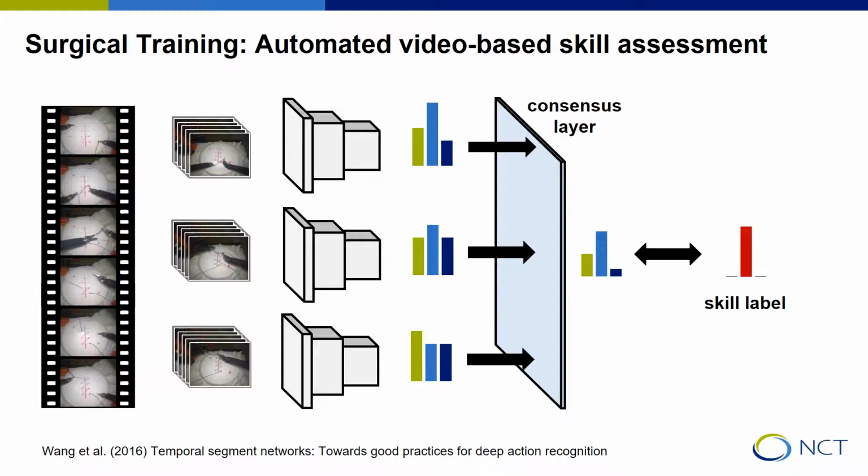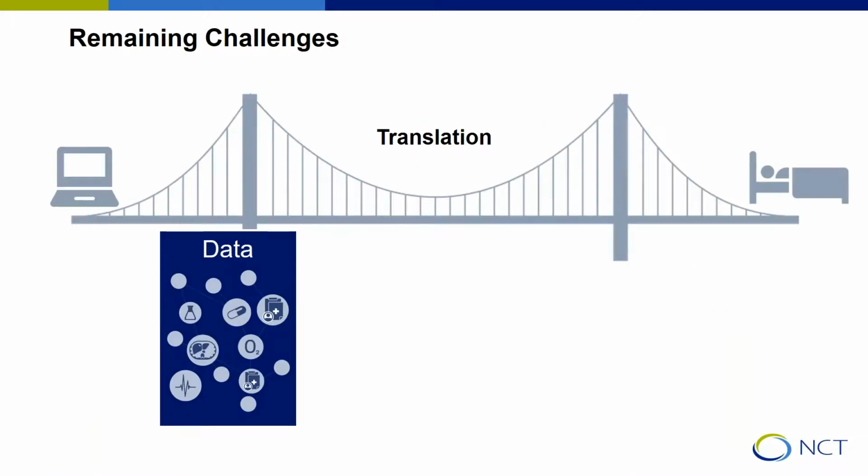And to get around this, we extended the 3D CNN into a temporal segment network. So now we look at several video snippets and we use a Siamese architecture to classify all of the video snippets at once. And then we can predict the skill label. So these are some examples I showed you for AI-assisted surgery.